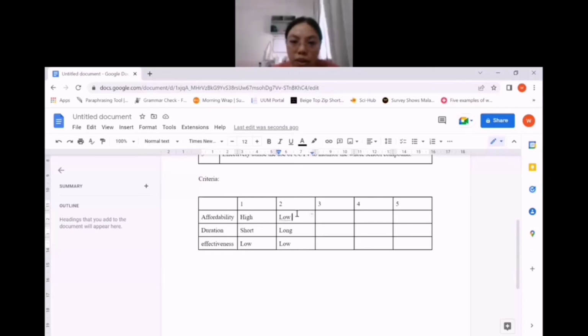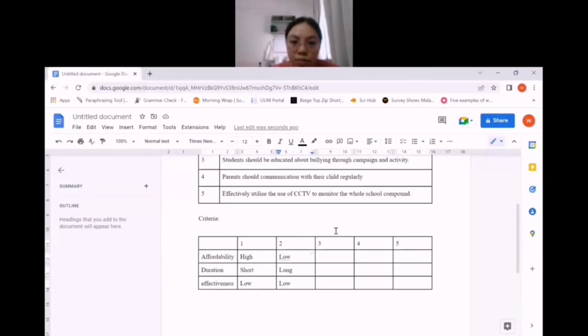So how about the third solution? Okay, for the third solution, I think for the affordability, we should put it low, because teachers and the school community need to make sure they develop a full comprehensive strategy before planning this anti-bullying campaign. So all of this requires them to spend time and energy to collect information, plan, and also conduct activities.